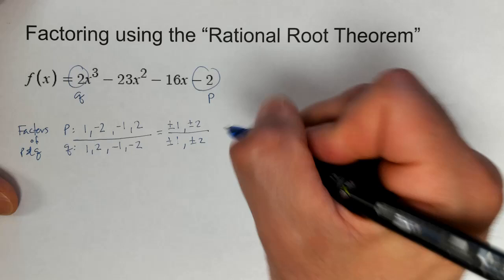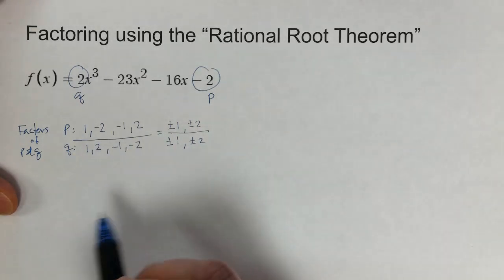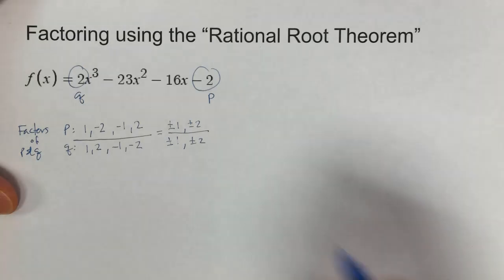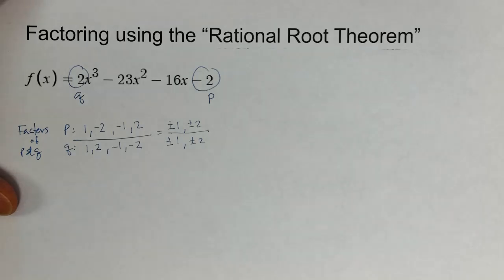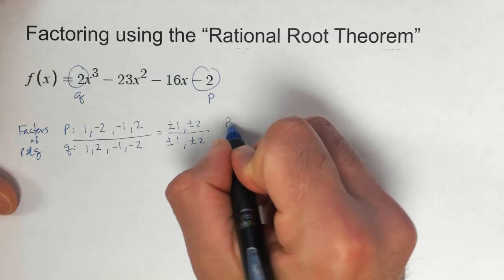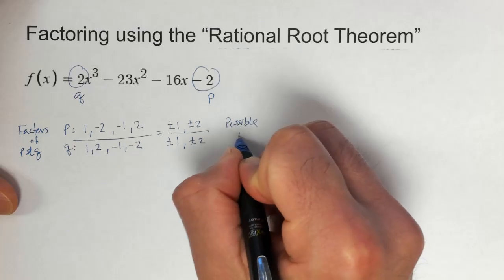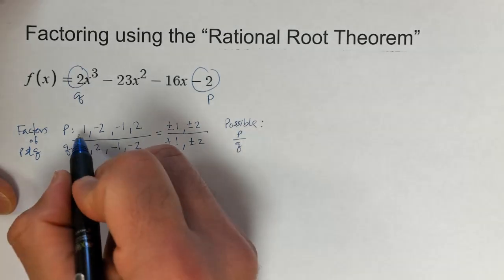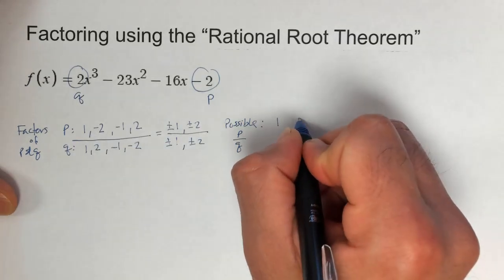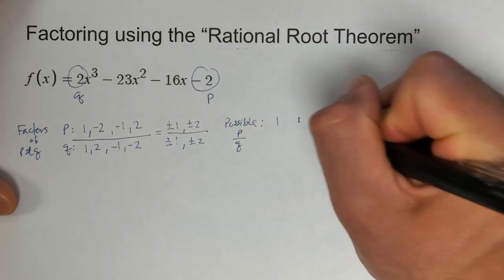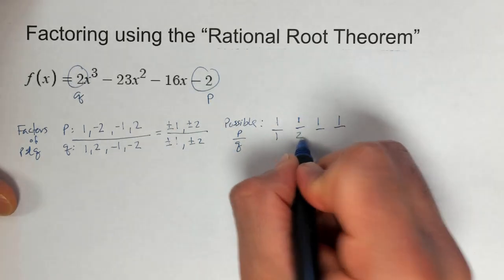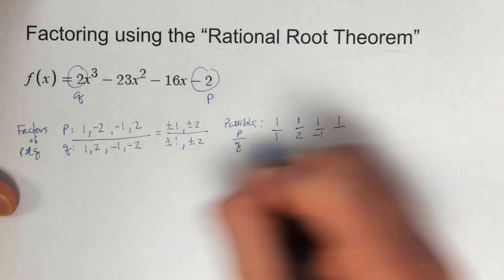Either way, my goal is to find the combinations of all these fractions, right? Since I have 4 numbers on top and 4 in the bottom, 4 times 4 will create 16 rational roots. Right? It'll create 16 fractions when you're combining them. So my possible p over q fractions are going to be, well, what happens when 1 is positive on top? If 1 is positive on top, I can divide it by 1. I can divide it by 2. I can divide it by -1, and I can divide it by -2.